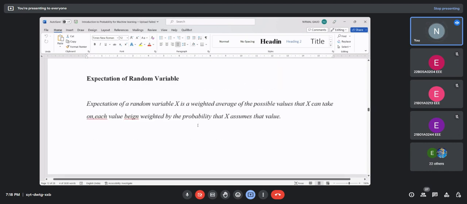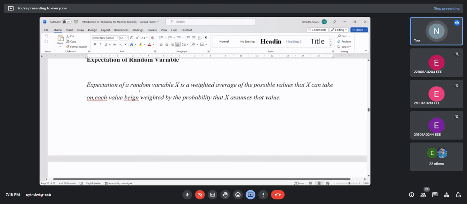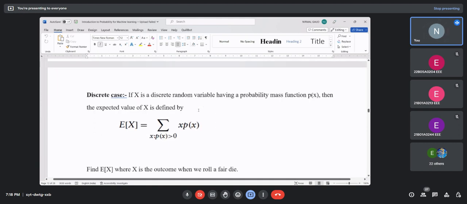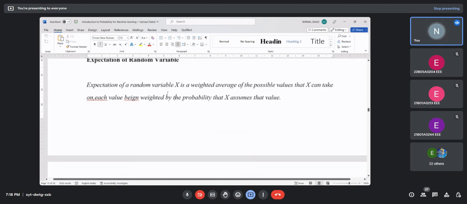All right, expectation of a random variable. What else are we expecting from a random variable? The expectation of a random variable x is a weighted average of the possible values that x can take on, each value being weighted by the probability that x assumes that particular value. Now what does this mean? Expectation of a random variable is a weighted average of the possible values of x.